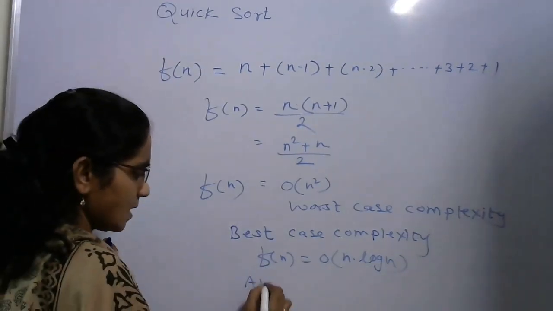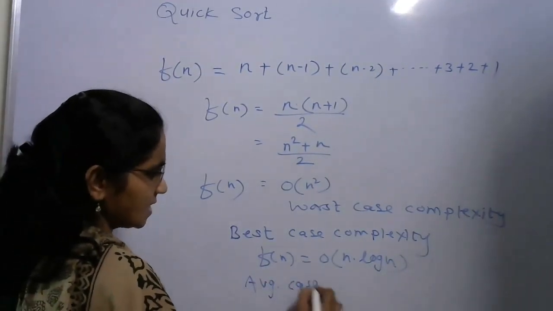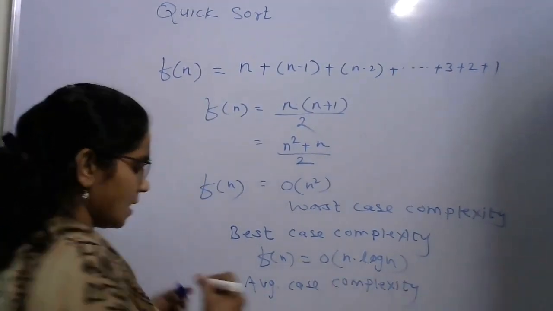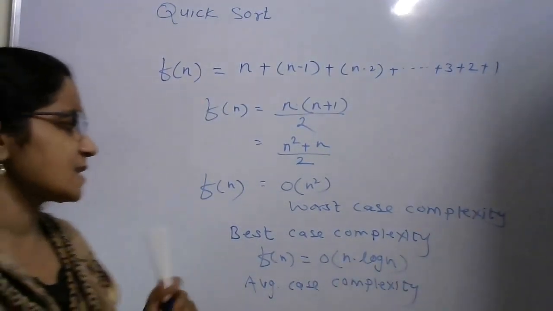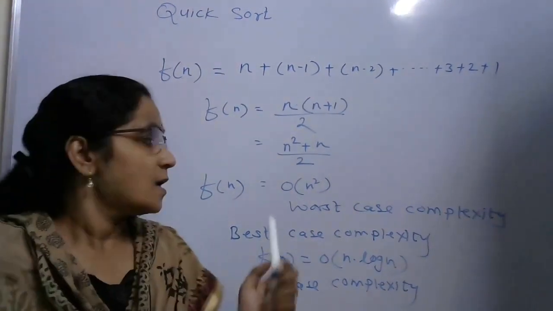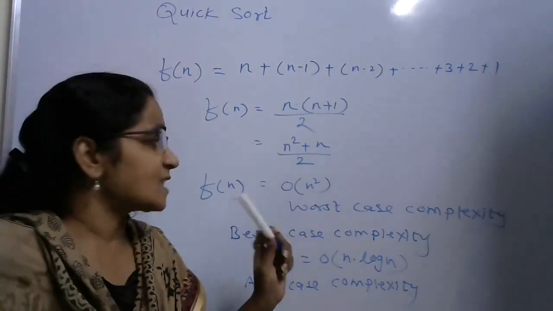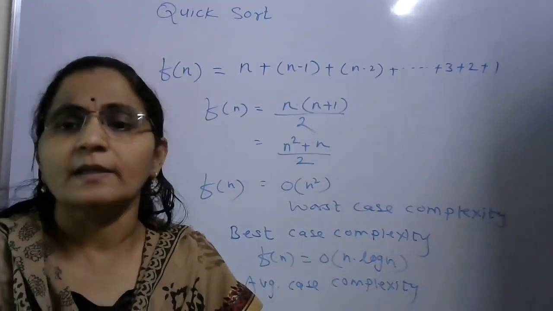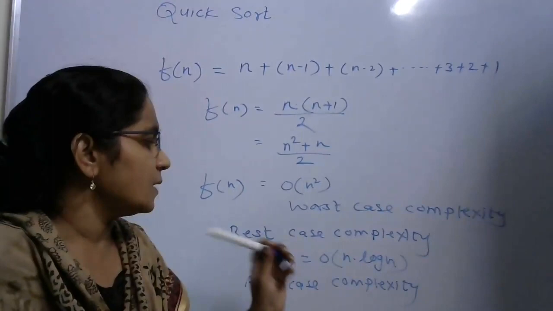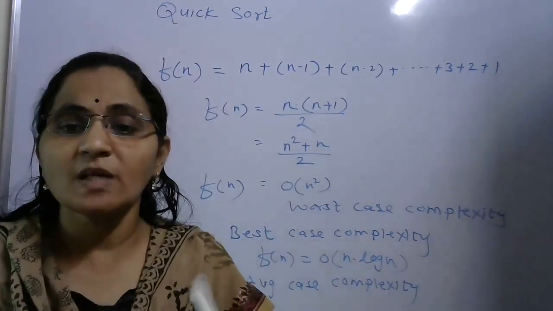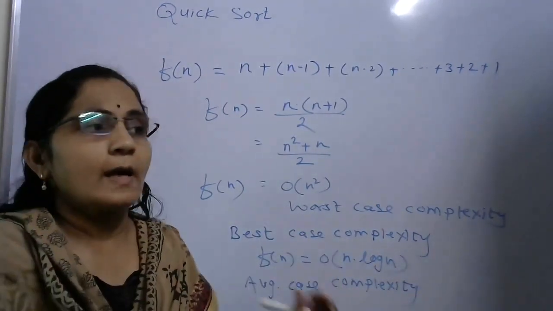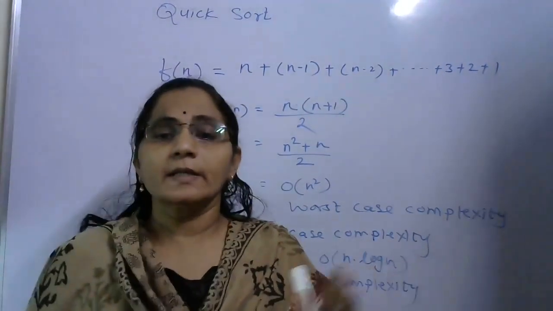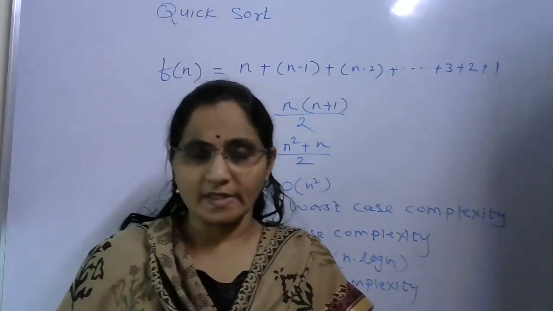And the third is the average case complexity. So what does the average case complexity mean? It is just the average of both cases, the best case as well as the worst case. In the worst case, it requires the maximum number of comparisons, and that's why it is the worst. In the best case, it requires the minimum number of comparisons, and average means it requires the average number of comparisons. That's why it is called the average case complexity.